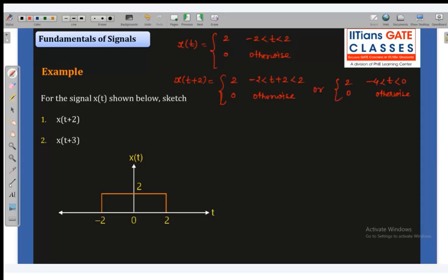Minus 4 to 0 you can draw. It is the same way as you did in the delay operation. So for t plus 2, you don't need to write all this again. What you should have done is add this -2 in the axis itself. So this is -2, this is -2, this is -2, this will become -4, this will become -2, this will become 0. So it is going in the upward direction at -4 and downward at 0.